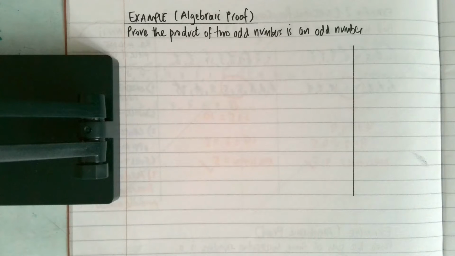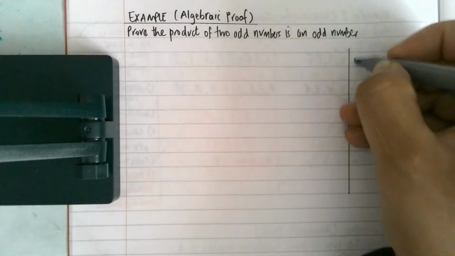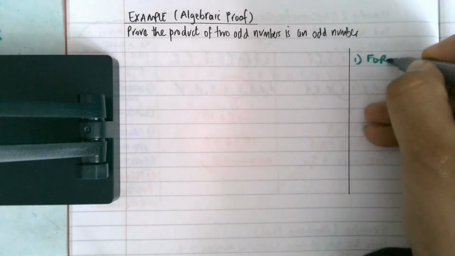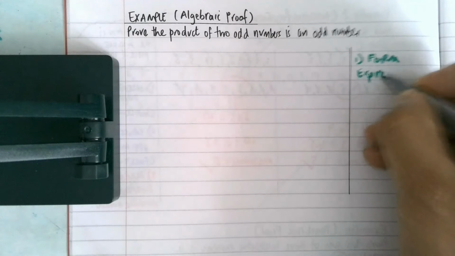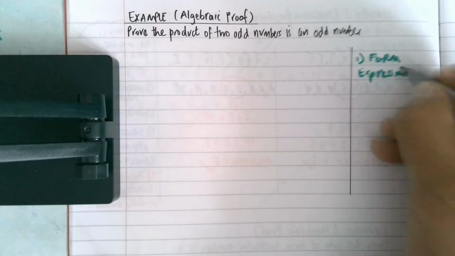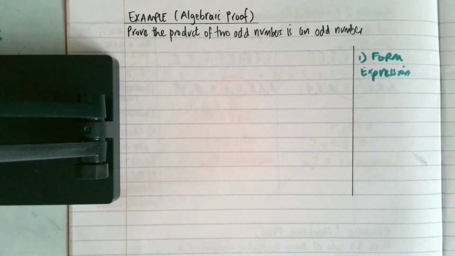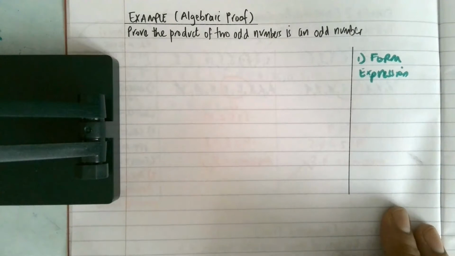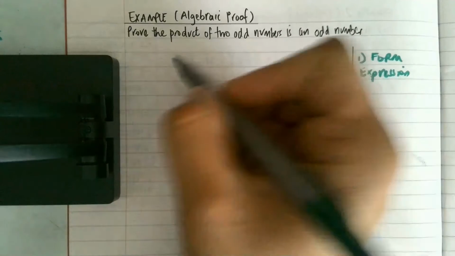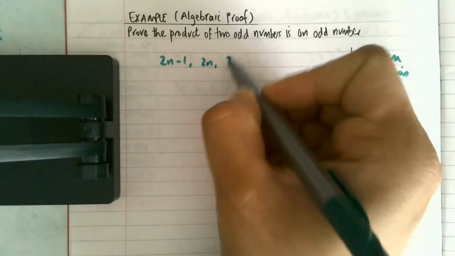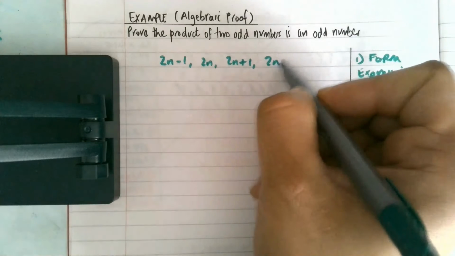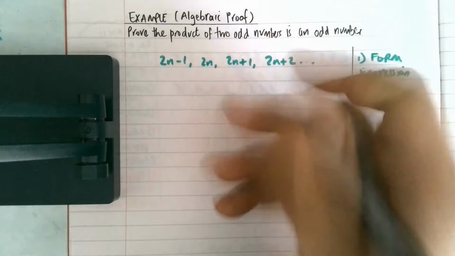We're going to be proving that the product of two odd numbers is itself an odd number. Okay, so we're going to start by forming the expression, and we're going to start with our sequence, which is 2n minus 1, then we have 2n, 2n plus 1, and 2n plus 2. And that's a sequence of odd and even numbers.